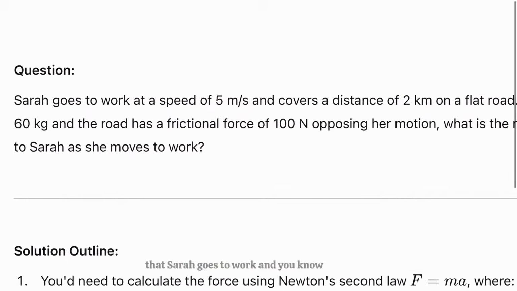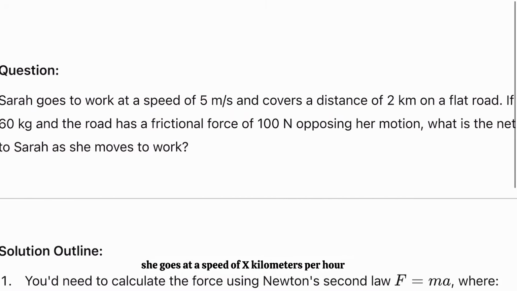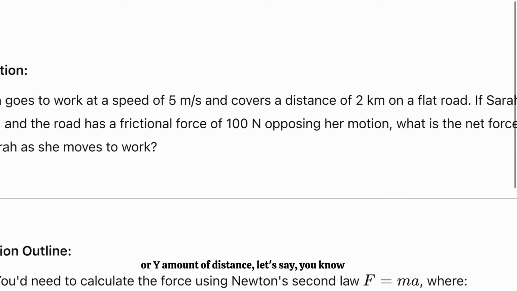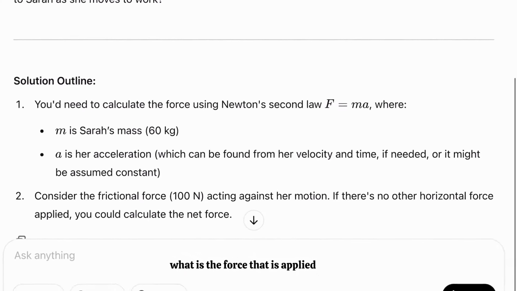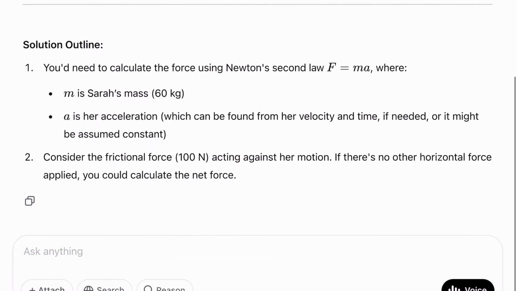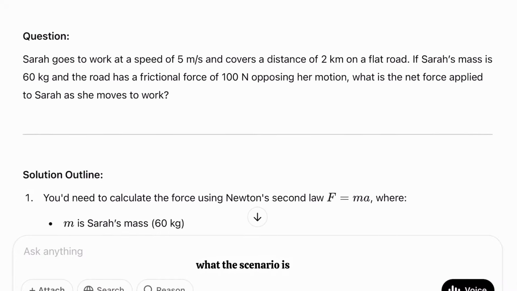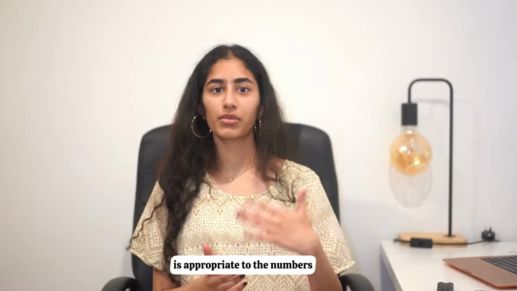So if the question says that Sarah goes to work at a speed of X kilometers per hour and she covers Y amount of distance, let's say, what is the force that is applied? Let's say some sort of question like this, right? In this case, you need to look at the variables and also look at what the scenario is. So she's going to work, so you need to see if your answer is appropriate to the numbers that are given in the question.